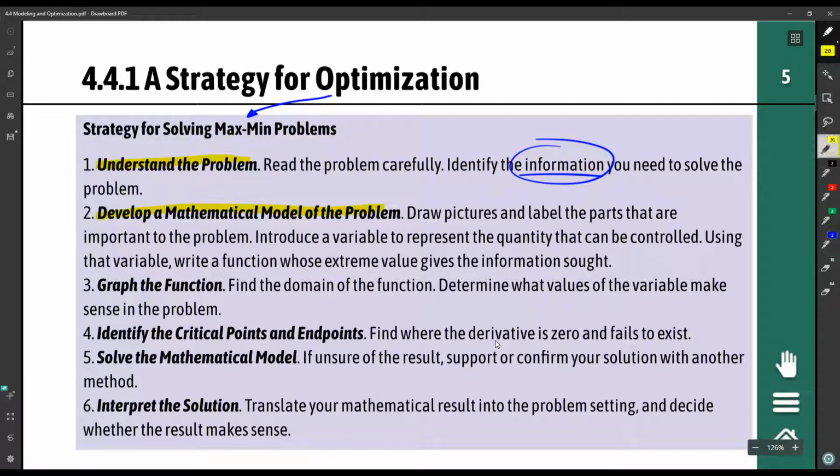Number three, graph that function. It always helps to look at a graph, figure out what the domain of the function is, and determine what values of the variable make sense in the problem. Four, identify the critical points and endpoints.